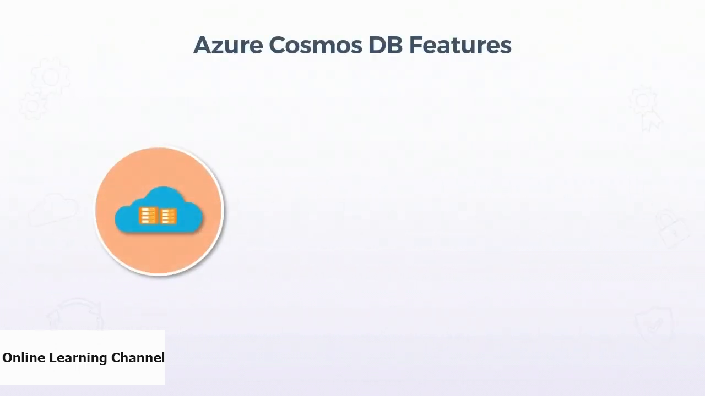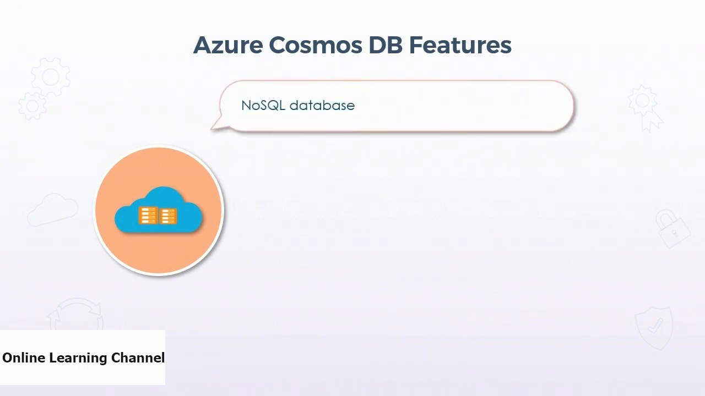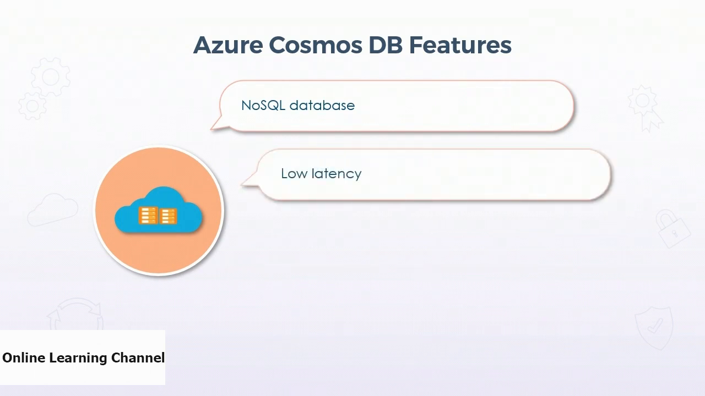To start with, let's talk about the bigger features of Azure Cosmos DB. First, it's important to note that Cosmos DB is a NoSQL database. Now, Cosmos DB has incredibly low latency, and that's for two reasons. One, it can be replicated all over the world, and two, it's designed to give responses very quickly.